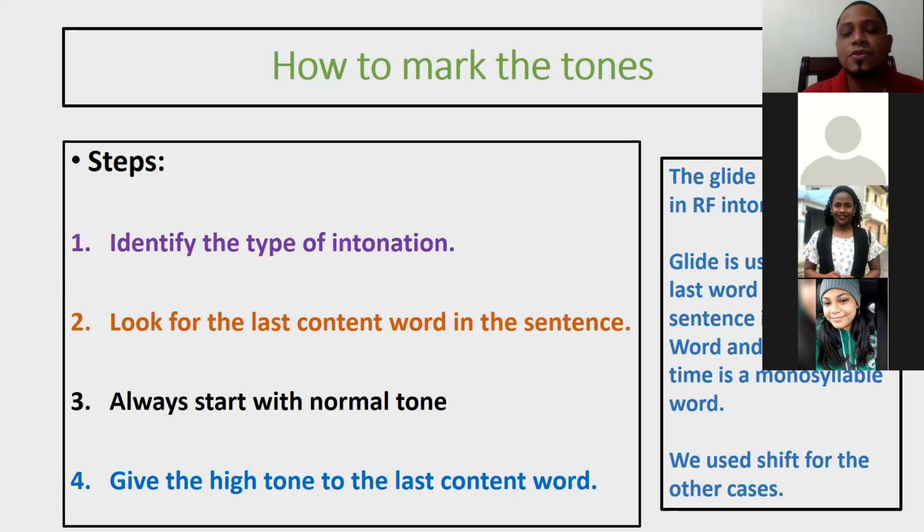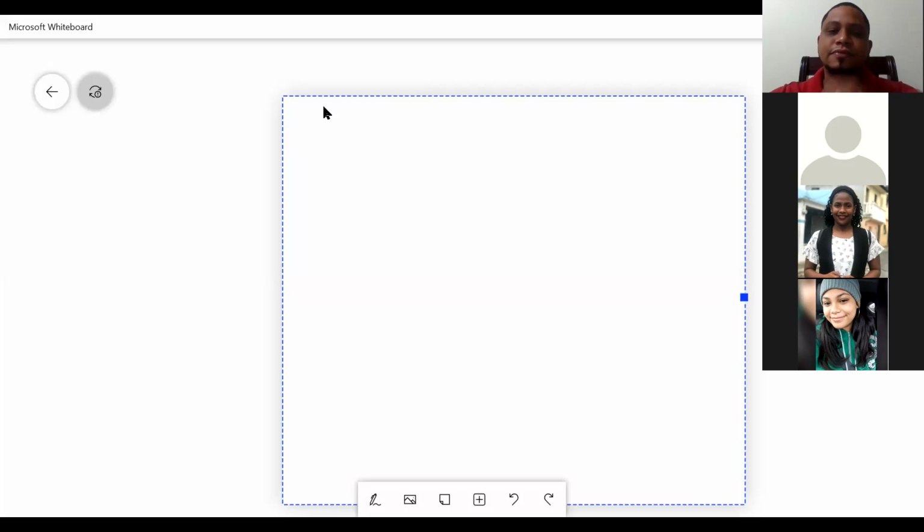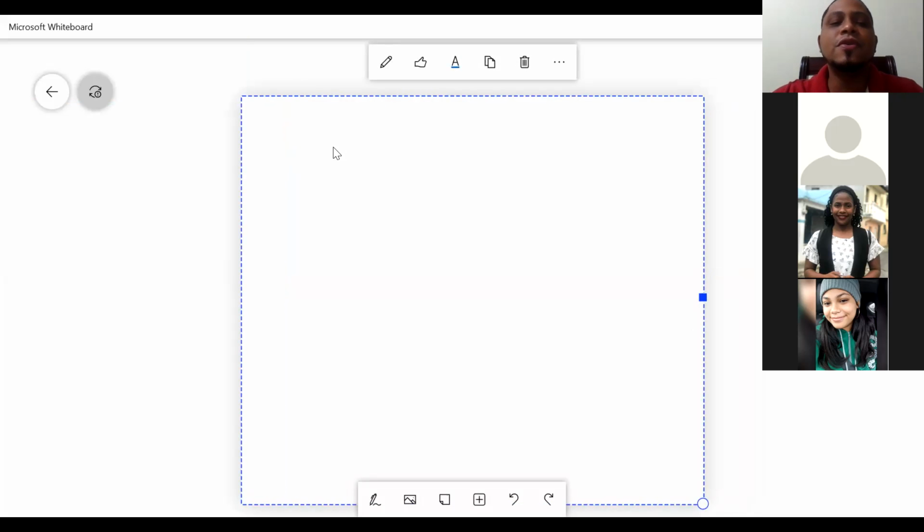So what we are going to do now, I'm going to write a sentence. We're going to start with a rising falling, okay? We're going to start marking the tones in the rising falling, but we're going to do it step by step. Let me get out of here and I'm going to show you the board and we're going to start from 0, okay? I'm going to give you 1 sentence.